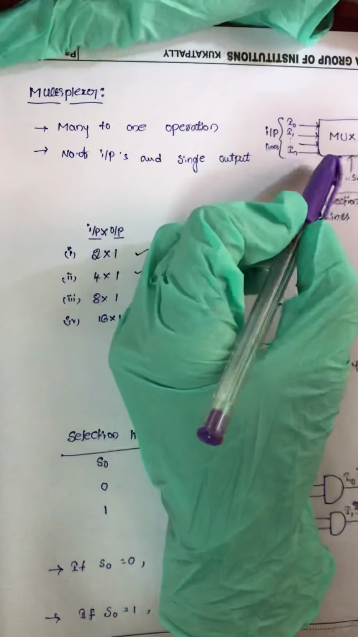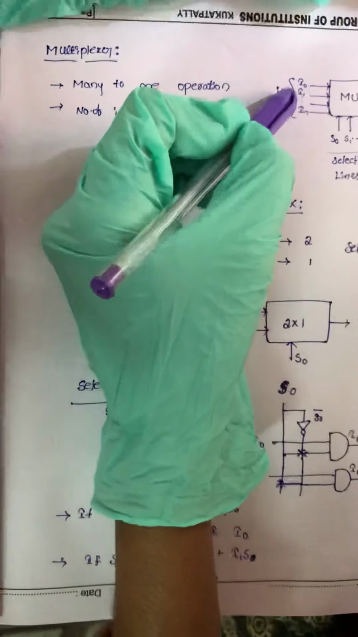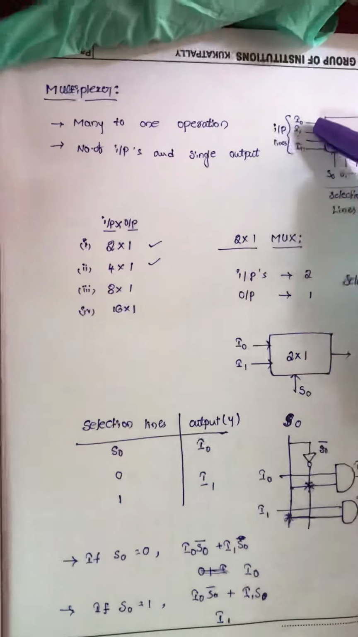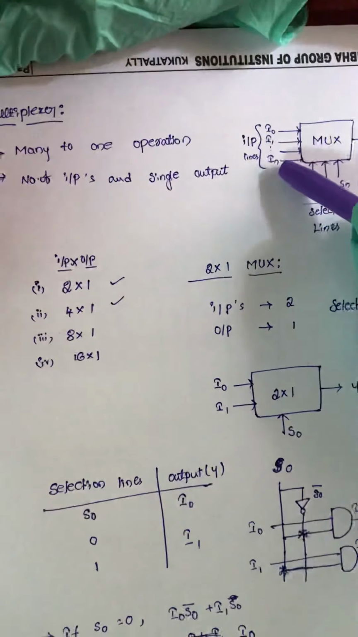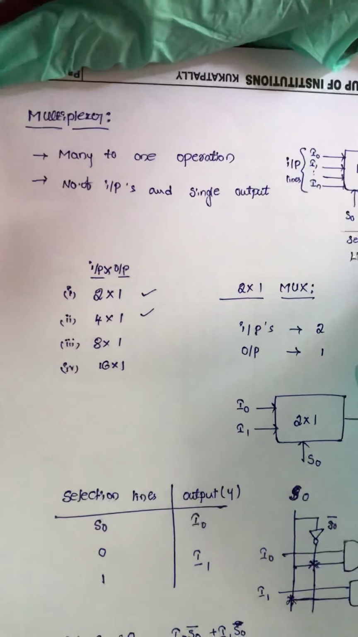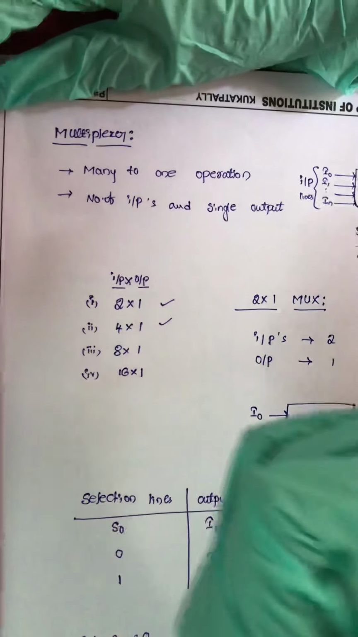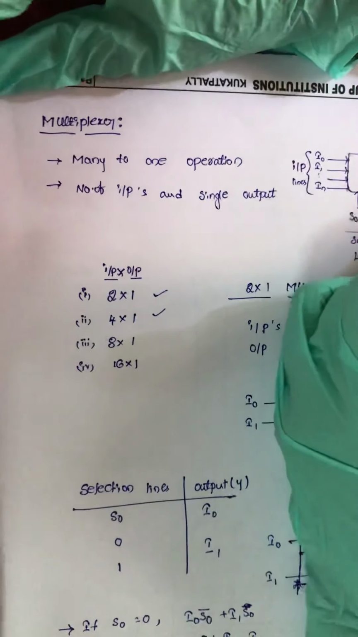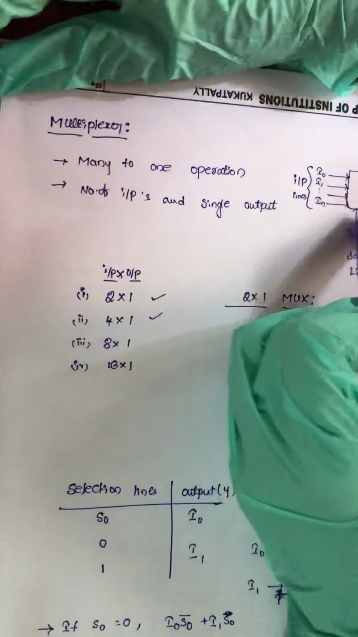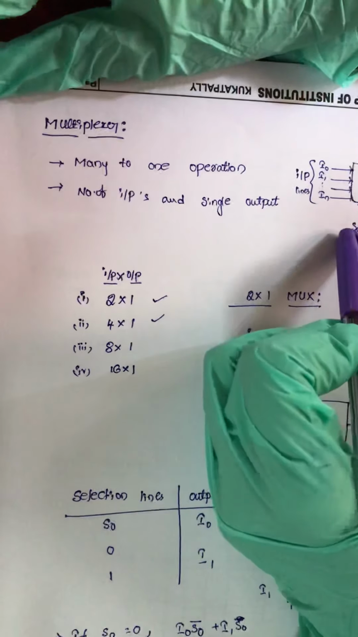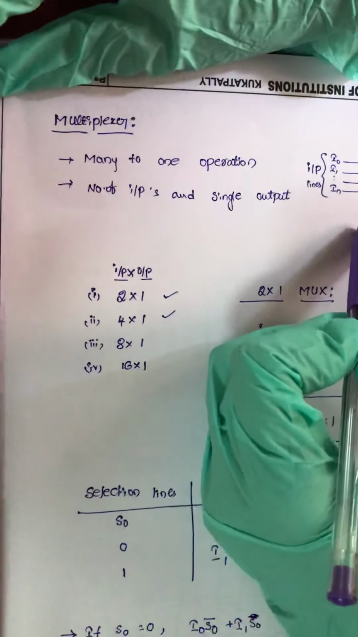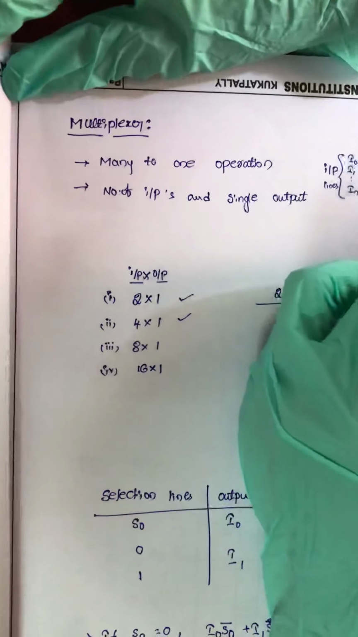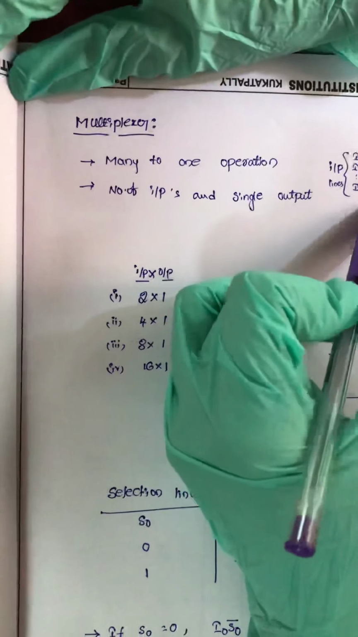We have to observe the number of inputs here. The inputs are represented by I0, I1, I2, I3 up to In, and one single output, that is Y. To get different inputs as a single output, we are also using selection lines. The selection lines are represented by S0, S1 up to Sn. So the simple multiplexer block diagram is represented like this.